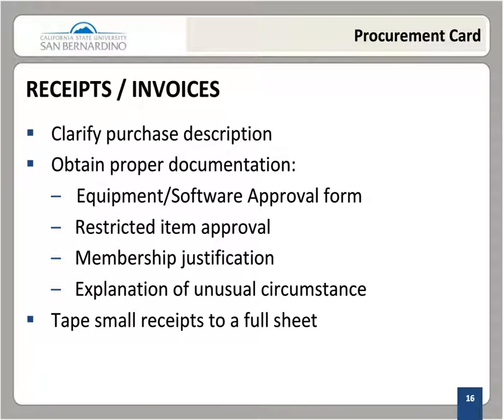Let's review receipts and invoices. You must have a clear purchase description and obtain proper documentation for your receipts and invoices. You must have an equipment software approval form for equipment and software if the purchase is $500 or more. You must have approval for restricted items. A membership justification must be attached to your statement along with the receipt and an explanation of unusual circumstances. If you receive a receipt that is small in size, please tape it to an 8.5 by 11 sheet of paper to prevent it from getting lost.